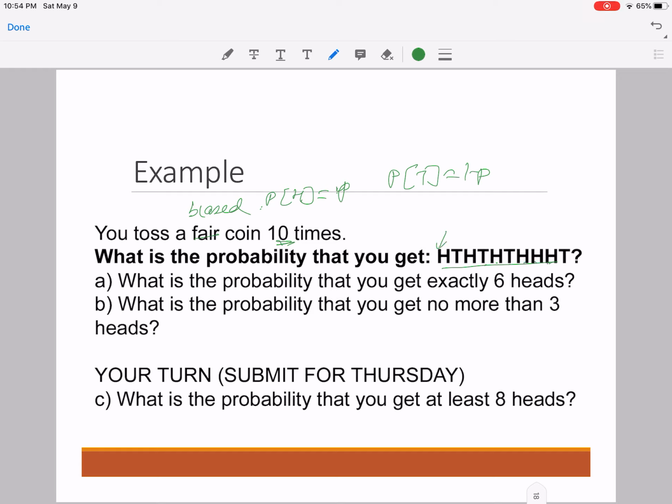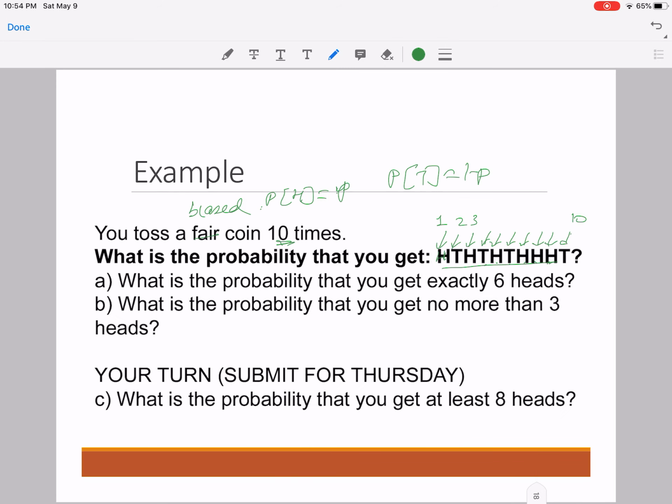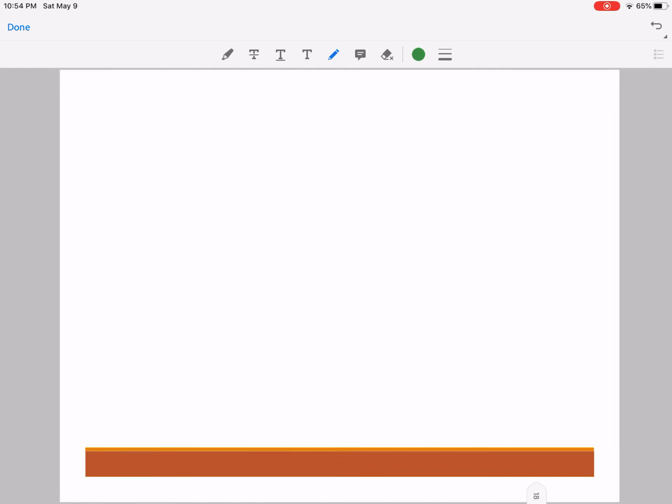Notice that each of these outcomes corresponds to the outcome of a given sub-experiment. Specifically, this is the outcome for experiment 1, this is the outcome for experiment 2, 3, and so on until experiment 10. So I need to find the probability of getting HT, HT, HT, T.